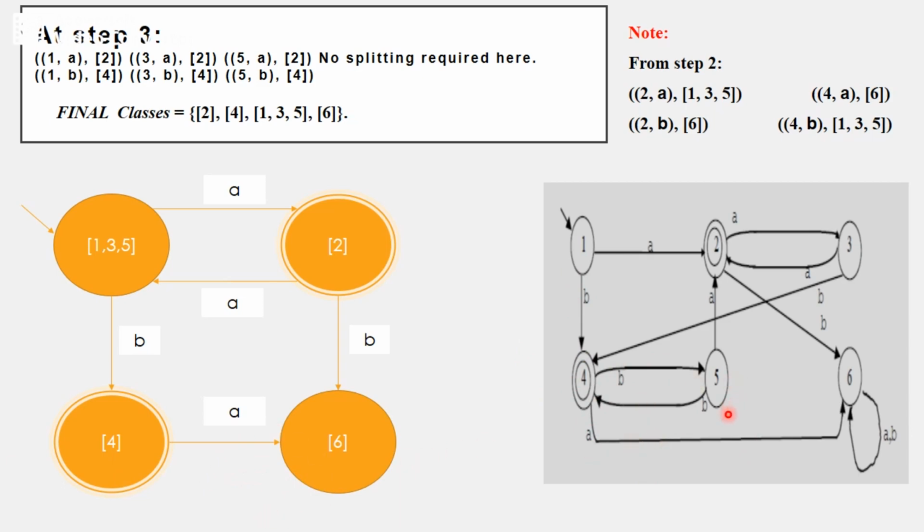Next 4 on B. Looking at the table also you can draw, no problem, whichever is easier for you. 4 on B goes to 5. 5 means the {1, 3, 5} class. So this is how you have to draw the DFSM. This is the minimal DFSM for this original DFSM. That's about the minimal DFSM. Thank you.